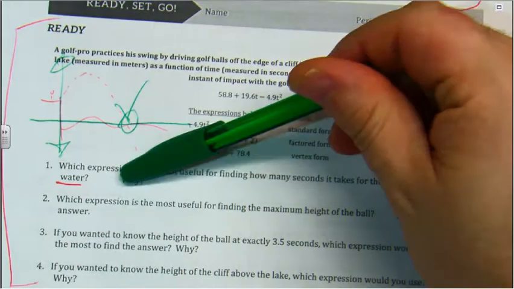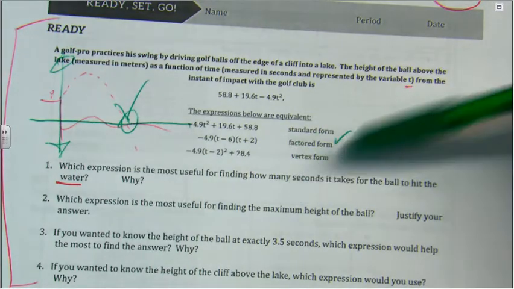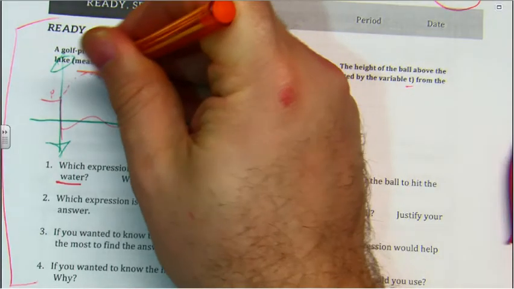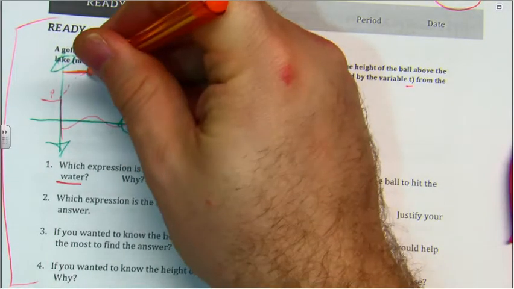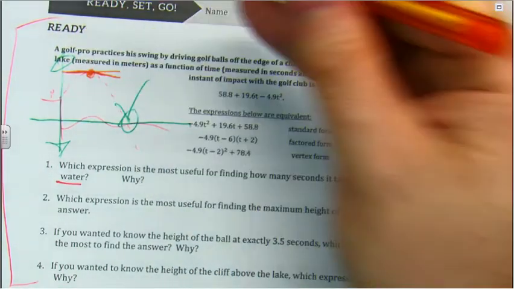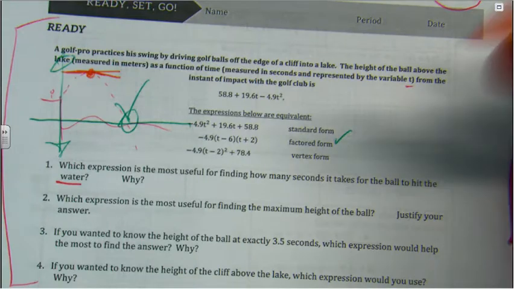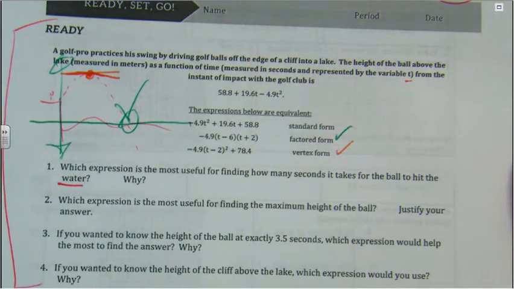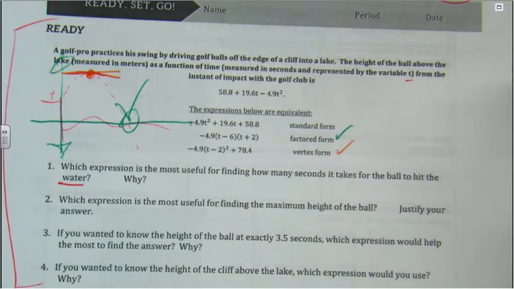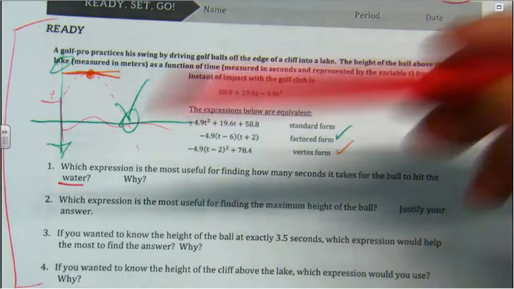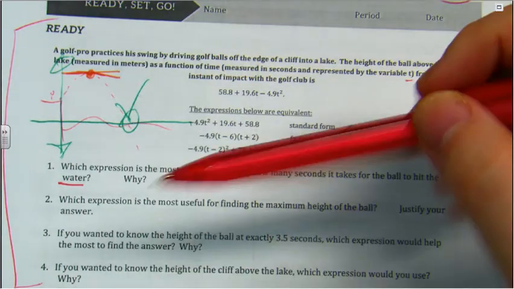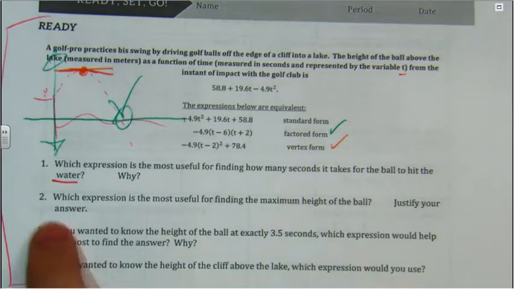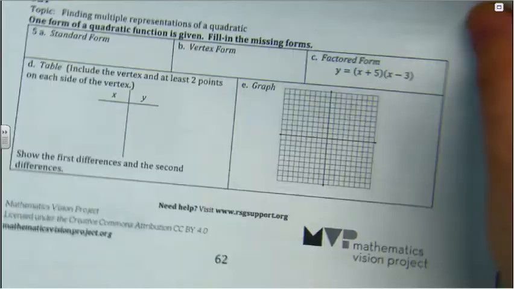Which expression is the most useful for finding the maximum height of the ball? Well, the maximum height of the ball is going to be here. That's the top of the curve. And so what is that? Well, that's going to be our vertex. So which one helps us find that? That's going to be our vertex form. All of these, we're going to have to think about what the graph would look like, what part of the information we need, et cetera. So hopefully that's a good start for you guys to answer 3 and 4 from there. All right, let's go ahead and move on.